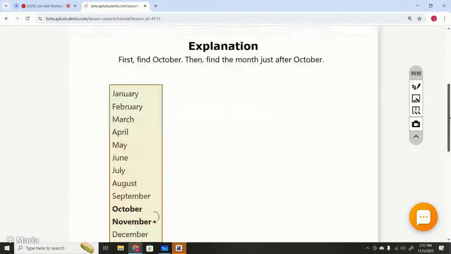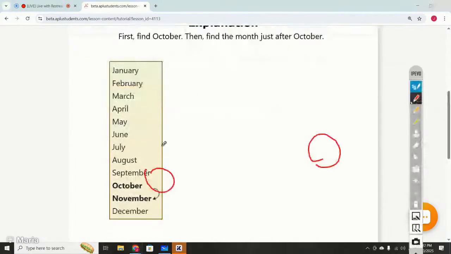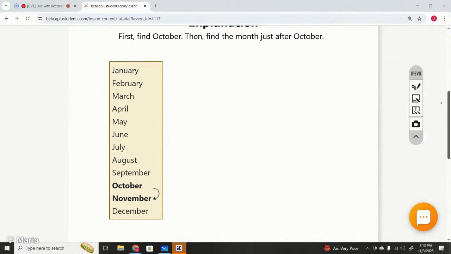Which month comes right after October? So find October in the list. Here it is. October it is. November. November it is. Let's just start with the test questions.